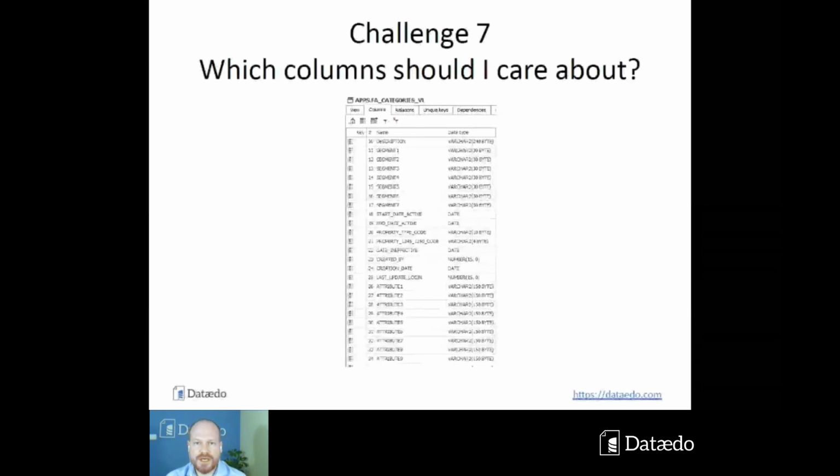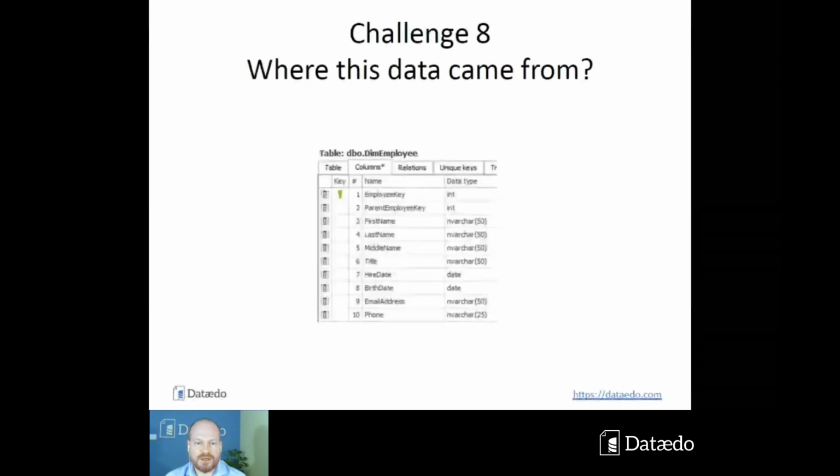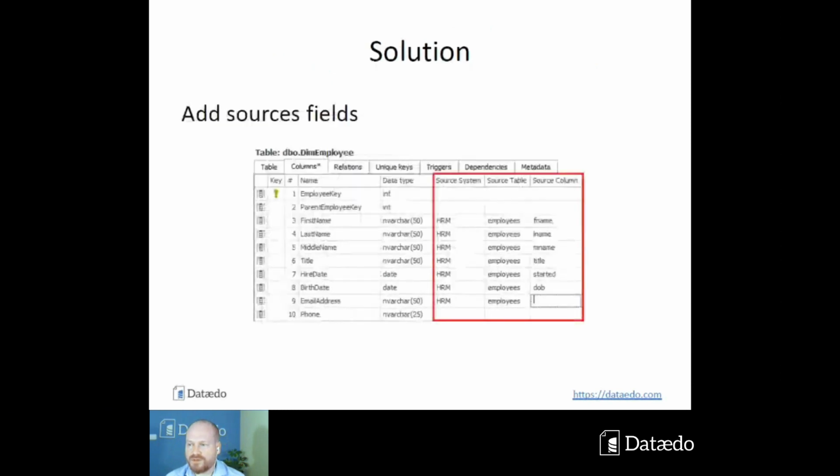Challenge number 8. Where does this data come from? I have a dimension table from a data warehouse on my screen, and I'm wondering, did that come from CRM or did that come from our ordering system? Where is it from? You could add a simple list of metadata fields that would tell you the source system, even the source table or column.